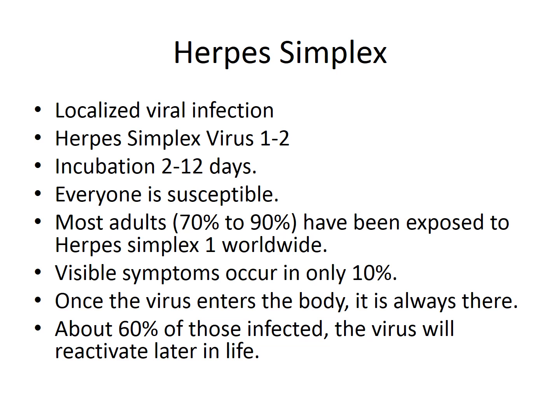Most adults, 70 to 90%, have been exposed to herpes simplex virus 1 at some point in their life, although visible symptoms occur in only 10%. Once the virus enters the body, it will always be there. In about 60% of those infected, the virus will reactivate later in life.